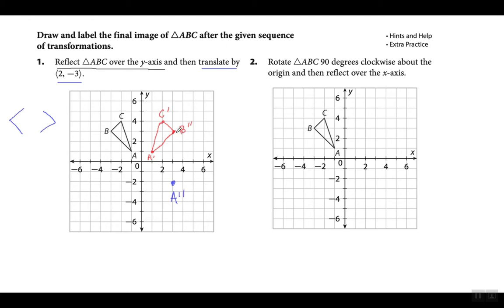Wait, this should be just one apostrophe here, sorry about that. That's B prime. So B prime would be 2 to the right and 1, 2, 3 down right here. And C prime would be 2 to the right and 1, 2, 3 down right here. Connect the dots and that's it, I'm done.